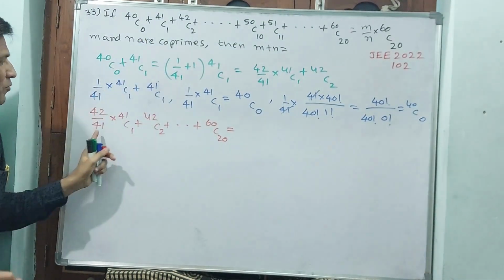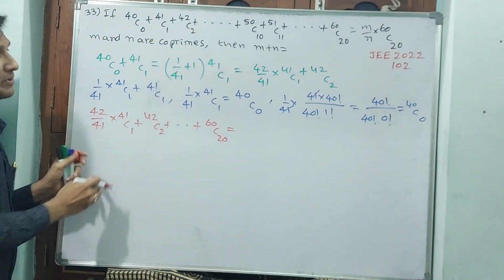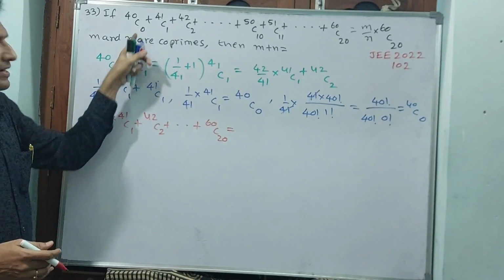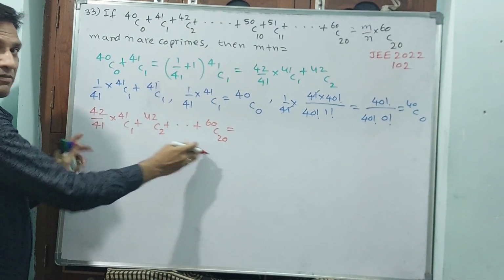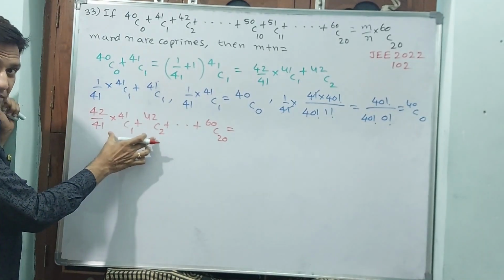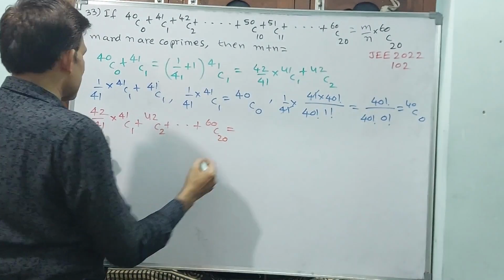Why? Because one term is omitted, reduced. Totally, from 1 to 20, that is 20 plus 1, 21 terms were there, now only 20 terms, because we have added one term. Now see, now we are taking these two terms.